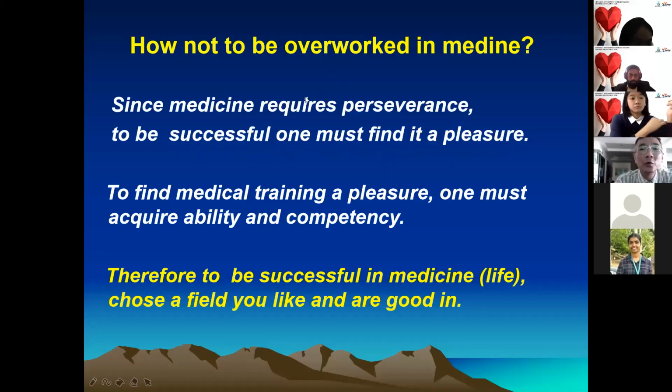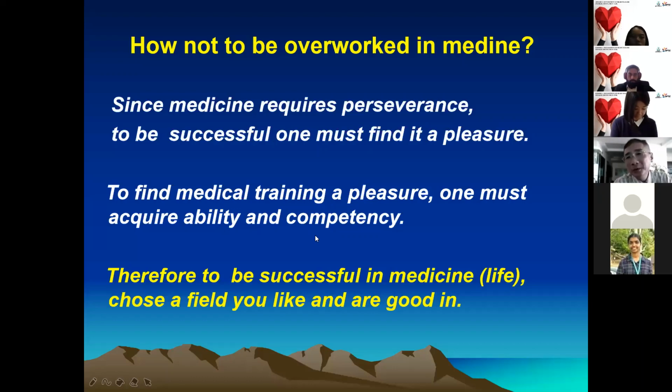Now, how not to be overworked? It requires perseverance. So you change it to pleasure. And for it to be a pleasure, you must be able and you must be competent. Now, this one you cannot lie. Remember, I showed you the thing: the more competent you are, the more able you are, the more you enjoy something. Why do people do certain things? Why do you build up hobbies? Why do you do certain things sometimes bad for you? Because you are able and because you can. Then the more you go into it, the more you like it.